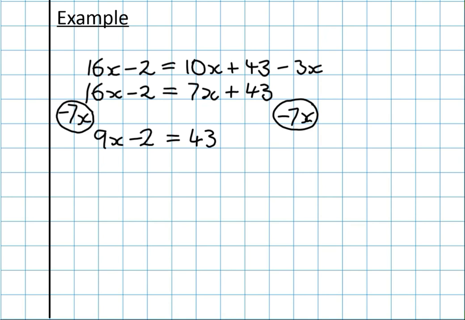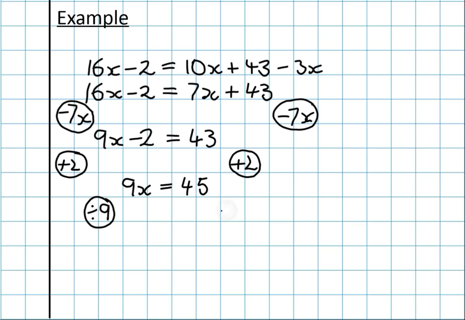Now we have a simple two-step equation, which we can solve first by adding 2 to both sides. And secondly, by dividing both sides by 9. Giving us our solution, x equals 5. And we can check this solution by substituting this into the left and right hand side of the initial equation.